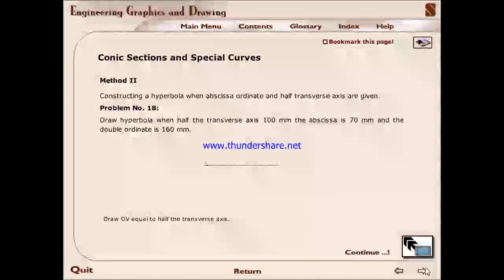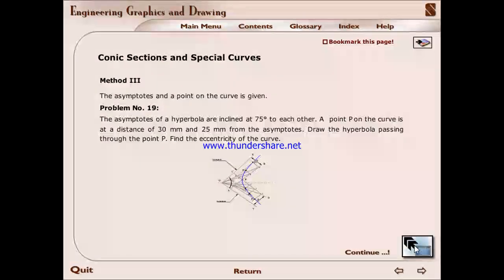This is the half transverse axis method of constructing a hyperbola. Now method 3, the asymptotes and a point on the curve are given.